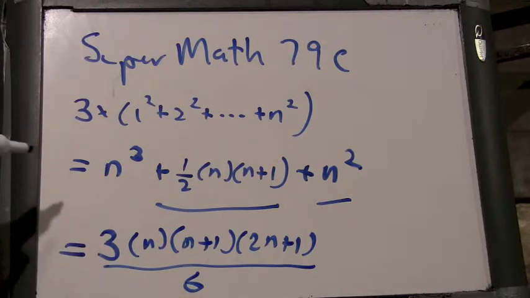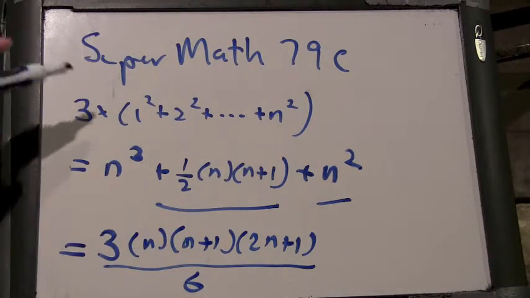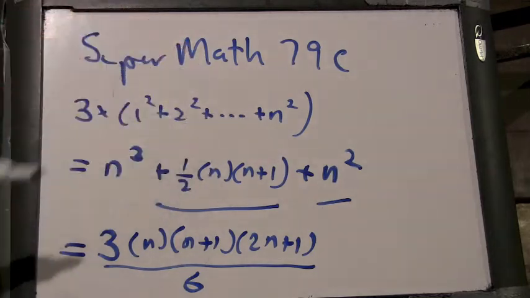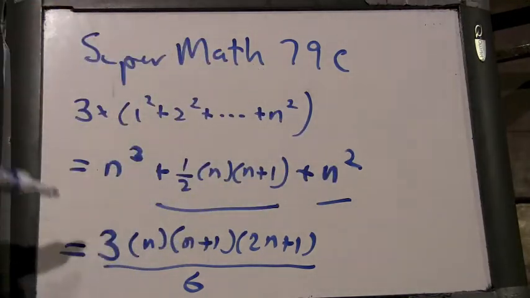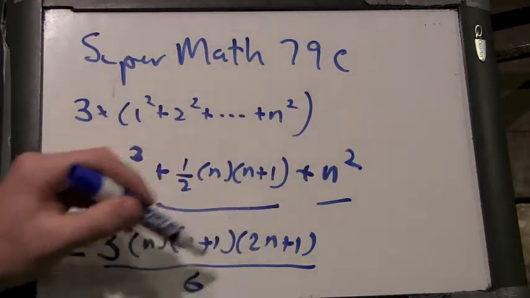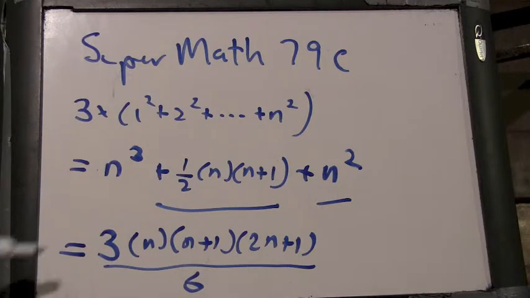And so we have 2 different formulas now for the 3 of these sums because they naturally fit together to form a pyramid. I have n cubed plus 1/2 n times n plus 1 plus n squared, and I have 3 times n times n plus 1 times 2n plus 1 over 6. Hopefully these two things are equal. I will not do the algebra for it, but let's pick a number, not a simple number, and just test if they're equal. How about 5?